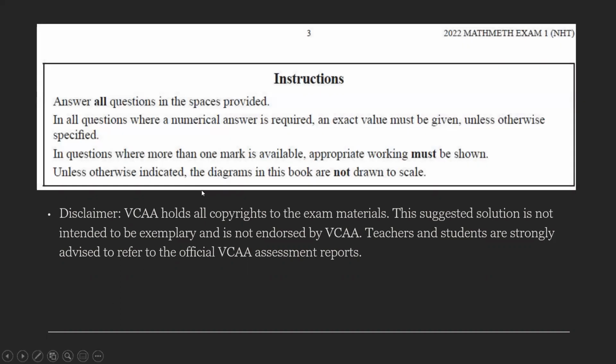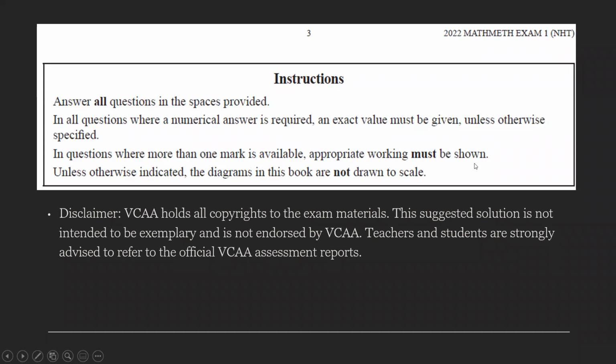Right, and make sure you read the instructions carefully and answer all questions in the space provided. Try not to go beyond the boxes, etc. And in questions where a numerical answer is required, an exact value must be given unless otherwise specified. That means fractions, thirds, or pi, e, etc. In questions where more than one mark is available, appropriate working must be shown.